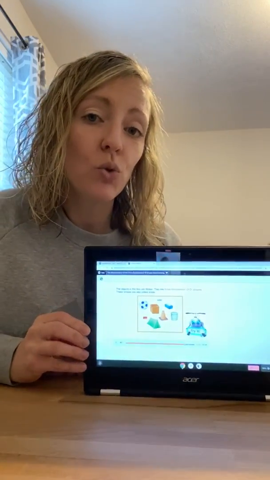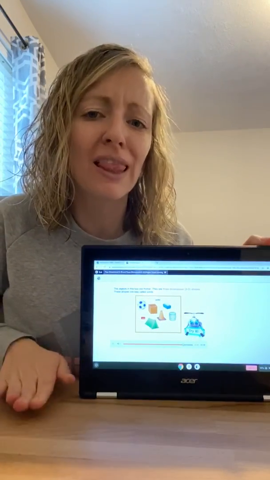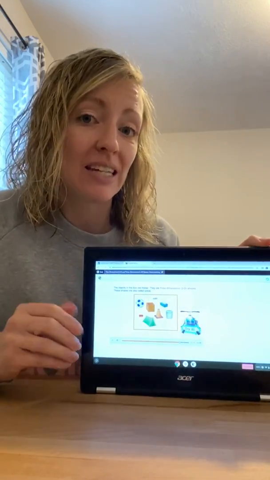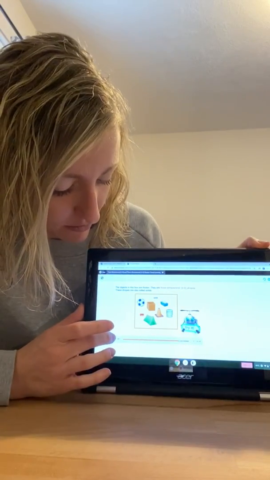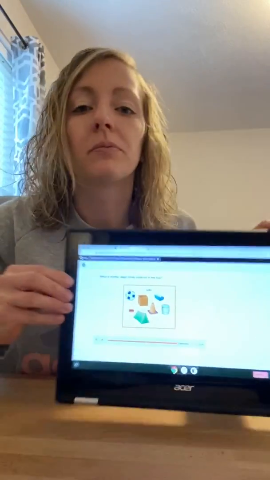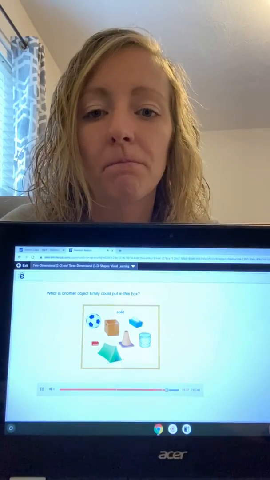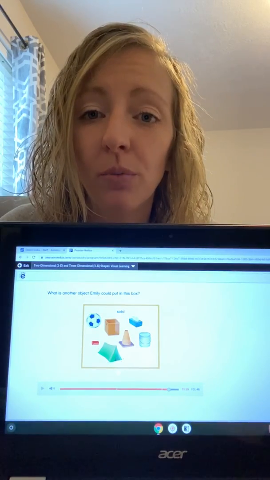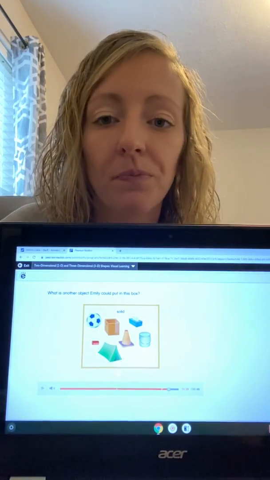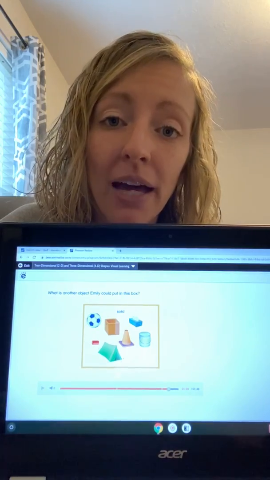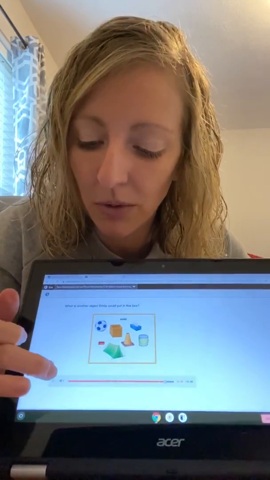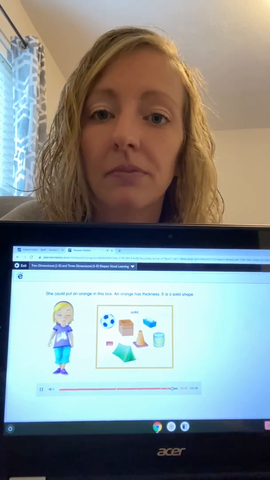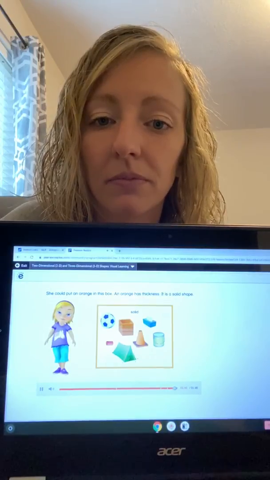Okay, so we have our two-dimensional shapes. Those are our shapes that are flat. Then we have our three-dimensional shapes, our 3D shapes. They're also known as solids. What is another object Emily could put in this box? Can you think of another object that she could put into this box? Maybe you said a basketball, and that would be correct. Let's see what she thinks we could add. She could put an orange in this box. An orange has thickness. It is a solid shape.